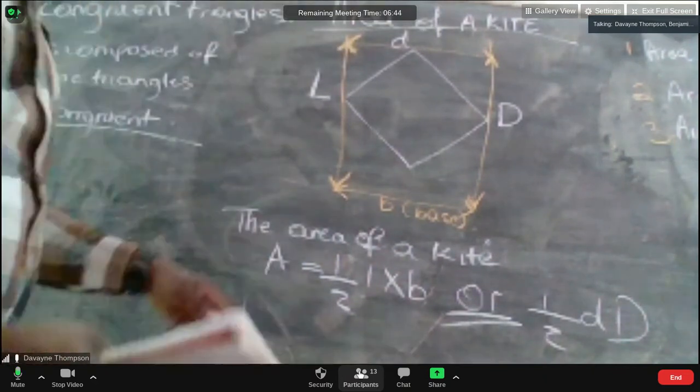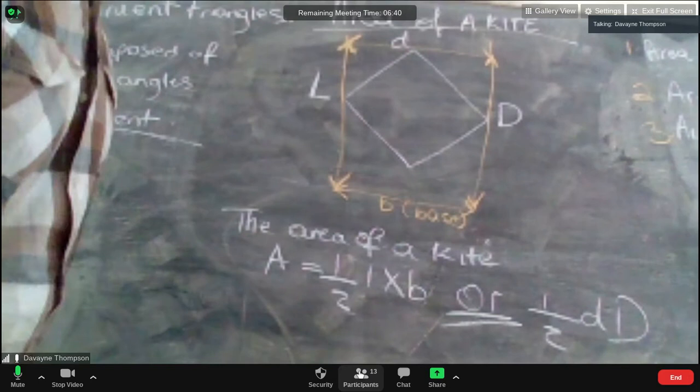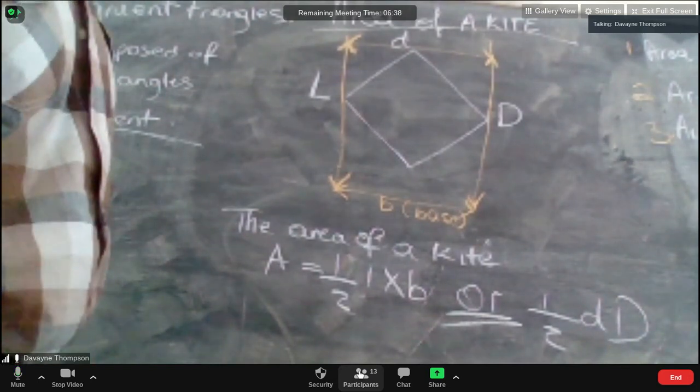A equals MC squared. Did you just say E equals MC squared? Yes.